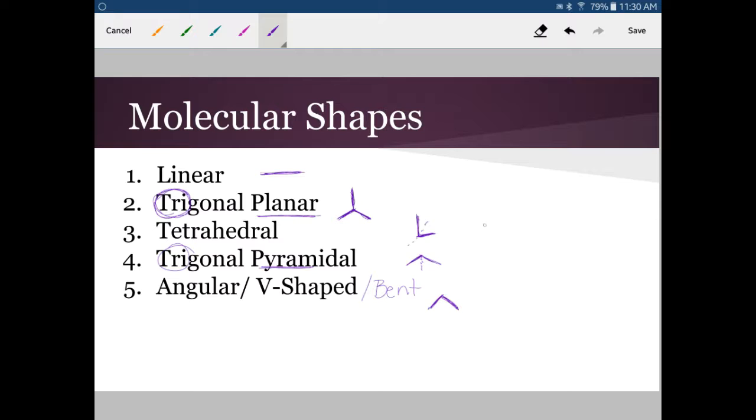So really what we see is there's only 2 shapes that really exhibit a 3-dimensional shape. Well, these ones are also 3-dimensional. We can rotate the shape and whatever, but that actually has 3-dimensional components is our tetrahedral and trigonal pyramidal, which we'll get into here in a second. So these are our 5 molecular shapes that we're concerned with in Chemistry 20.